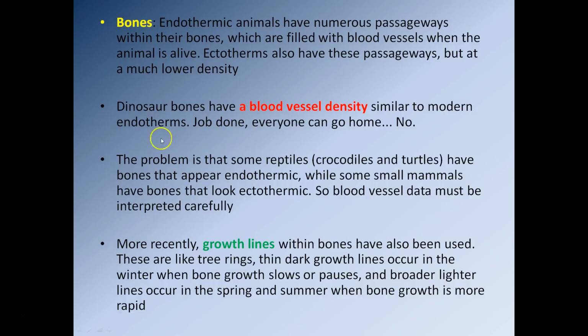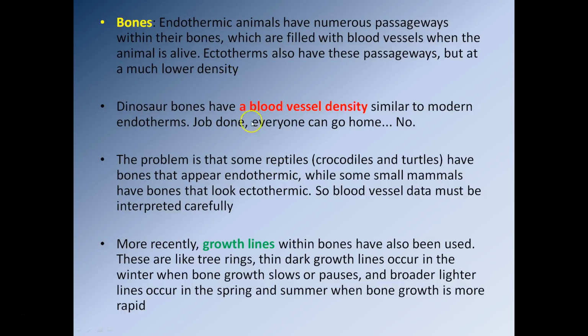So this means that when we look at the blood vessel density for endotherms, it's normally high, and for ectotherms, it's comparatively lower. When we look at dinosaur bones, we see that dinosaur bones had a high blood vessel density, similar to modern endotherms. So great, that's it, job done, we can all go home. The answer is, of course, no. So the problem is that some reptiles, like crocodiles and turtles, have bones that appear to be endothermic, even though we know that those animals are in fact ectothermic, they're cold-blooded.